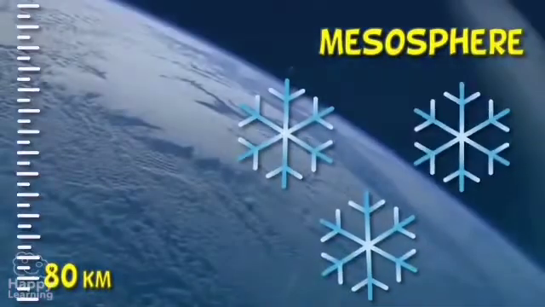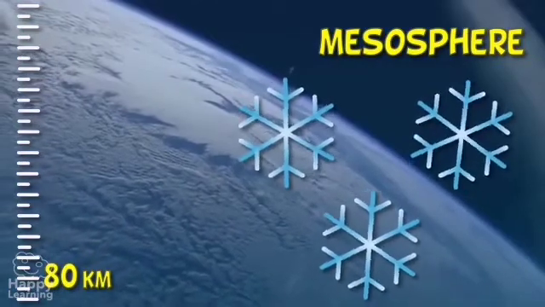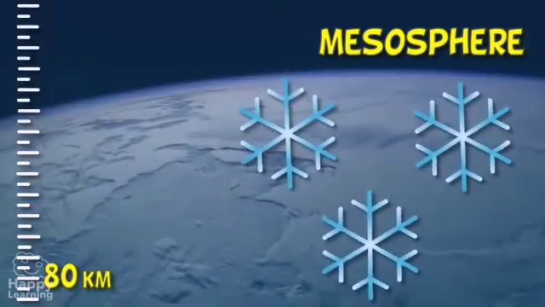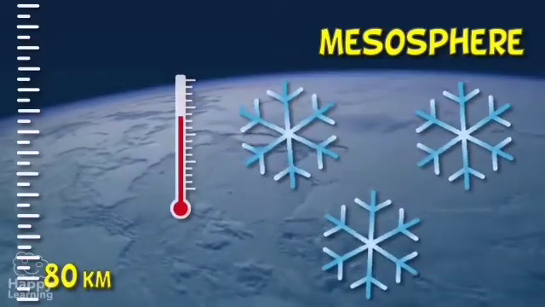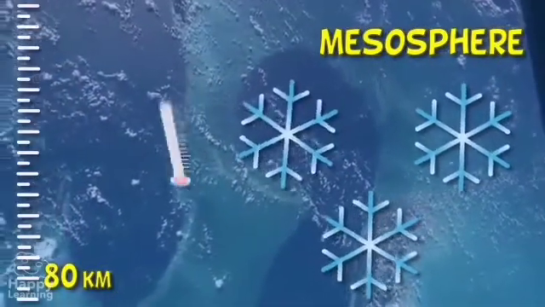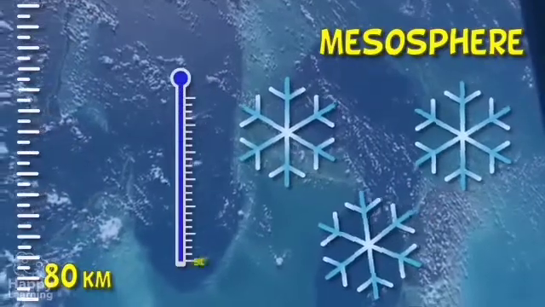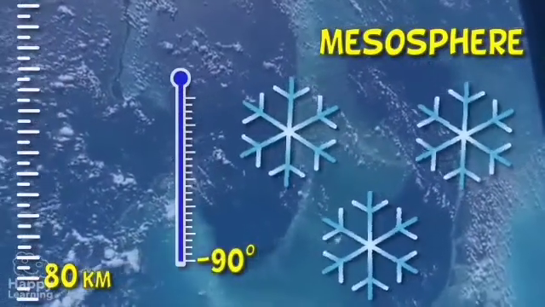The mesosphere is situated between 50 and 80 kilometers over the Earth's surface. It's the coldest layer in the atmosphere. It can reach less than 90 degrees below zero. It's so cold.